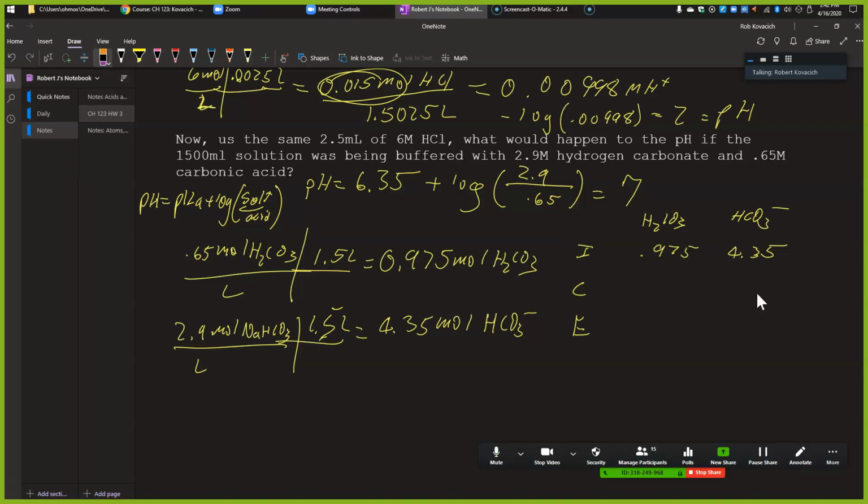What is this thing that we're adding going to be interacting with? This hydrochloric acid here, this 0.015 molar hydrochloric acid, is it going to react with the carbonic acid or the hydrogen carbonate? The hydrogen carbonate. Can somebody tell me why? He's right.